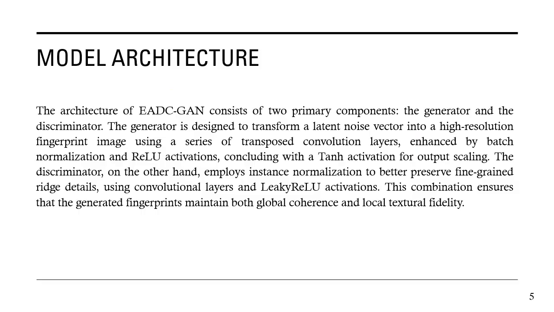Model architecture. The EA-DC-GAN comprises two primary components, the generator and the discriminator. The generator maps a latent noise vector into a high-resolution fingerprint through transposed convolutional layers, employing batch normalization and ReLU activations, finalized with a Tanh output for pixel scaling. The discriminator leverages instance normalization and leaky ReLU activations, ensuring fine gradient preservation of rich detail and textural consistency.